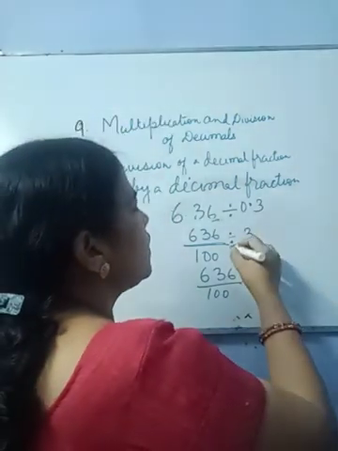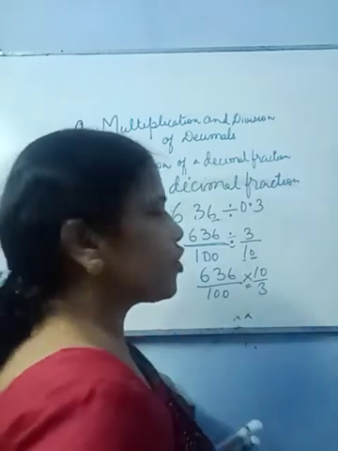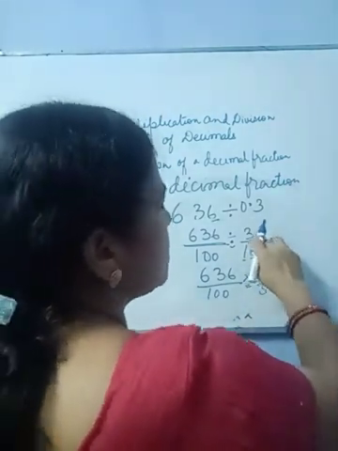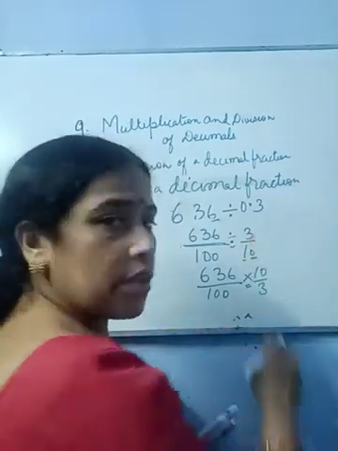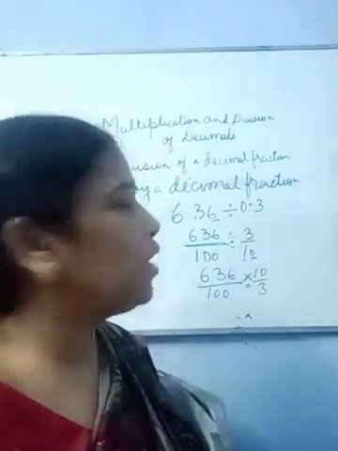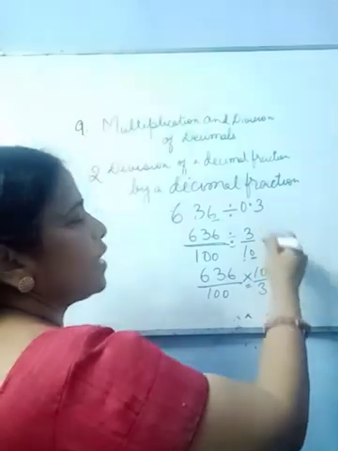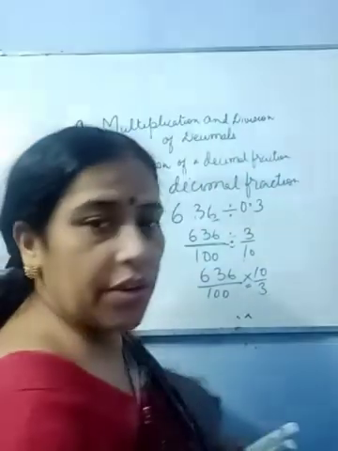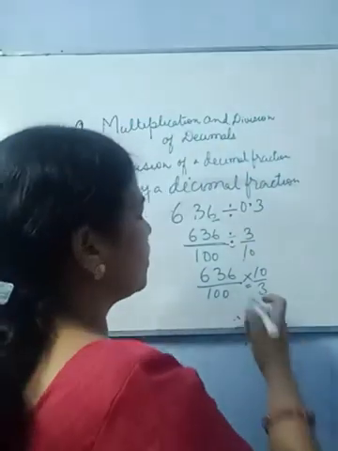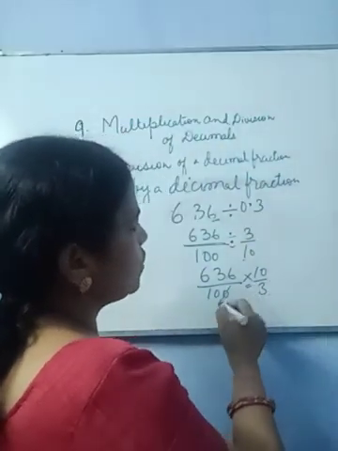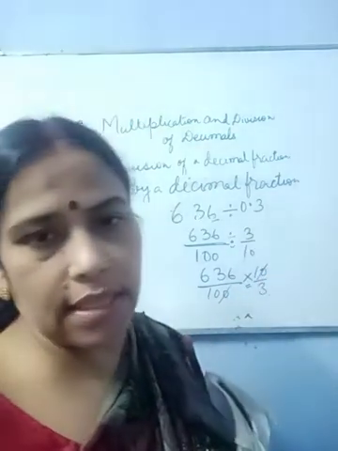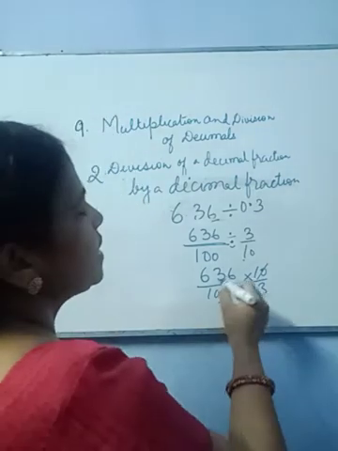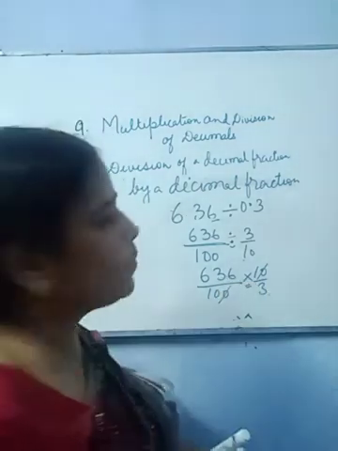Now 10 by 3, how? We know that when division is converted into multiplication, what do we do? We write the numerator as the denominator and the denominator as the numerator. So here 3 is in the numerator, it has come in the denominator. Now 10 is in the denominator, it has come as the numerator. Now what can cancel? This 0 and this 0 will cancel. Now what we see? This 636 is divided by 3 completely.